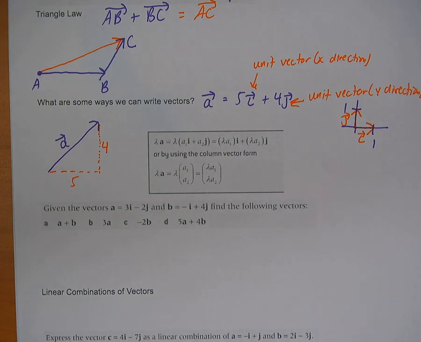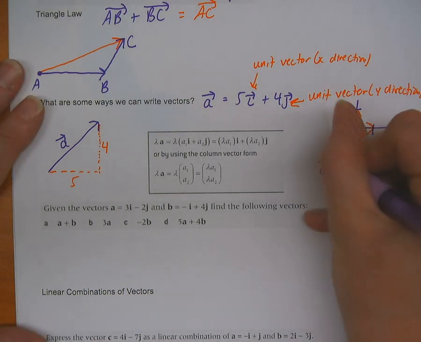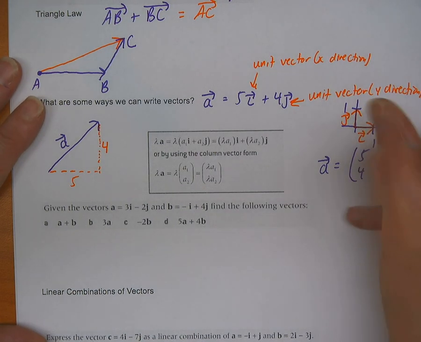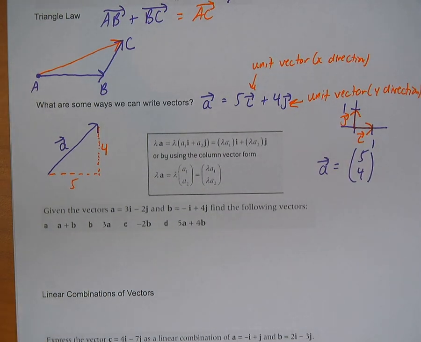Okay, sorry for that interruption. So that's one way that you can write out a vector in component form. Another way that you can write out a vector in component form is by writing it as a vertical matrix. So this would be 5, 4. And this is just a way that you can illustrate it's moving 5 units to the right and 4 units up.